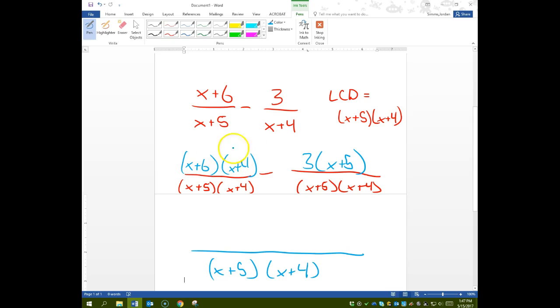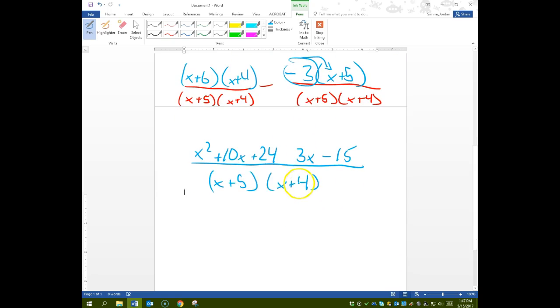Now we're going to FOIL over here. First, outside, inside, last. So the first is going to be x squared. Outside, 4x plus 6x gives me plus 10x plus 24. And that's going to be like a minus 3, right, times all this mess. So I'm going to think of this as like a minus 3 being distributed there. So it's going to give me minus 3x minus 15. Watch your negatives on that, okay? That throws a lot of people.